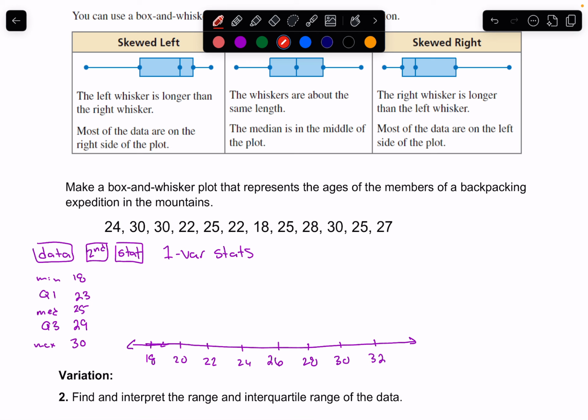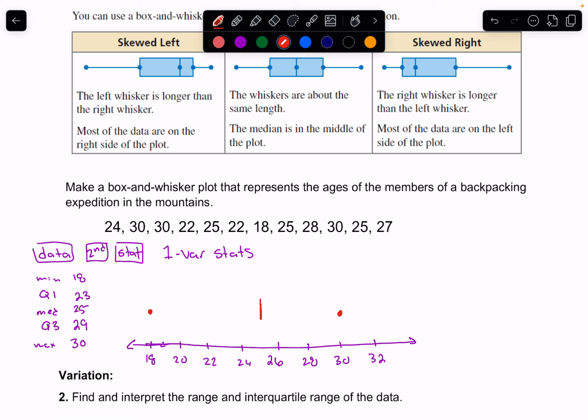And now I'm gonna draw my box and whisker plot. Now the box and whisker plot goes above the data line. It doesn't go on that number line, it's gonna sit above it. So my minimum 18, I'm gonna put a dot, and my maximum 30, I'm gonna put a dot. Those are gonna be the ends of my whisker. The median is 25, which is right here.